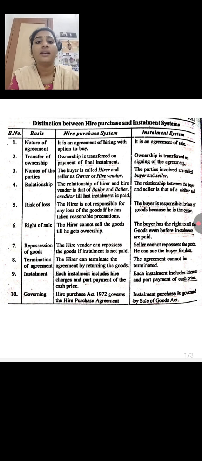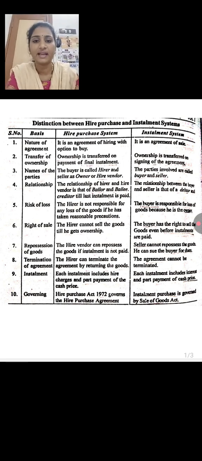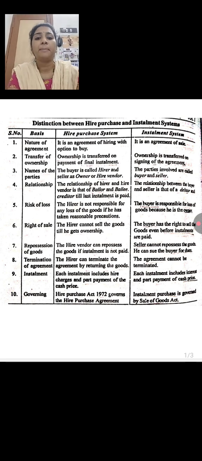Here, name of the parties. In hire purchase, the buyer is called hirer and the owner is called hire vendor. But opposite here, in the installment system, the parties involved are called buyer and seller, just a general concept. But in hire purchase system, the buyer is called hirer and the owner is called hire vendor.